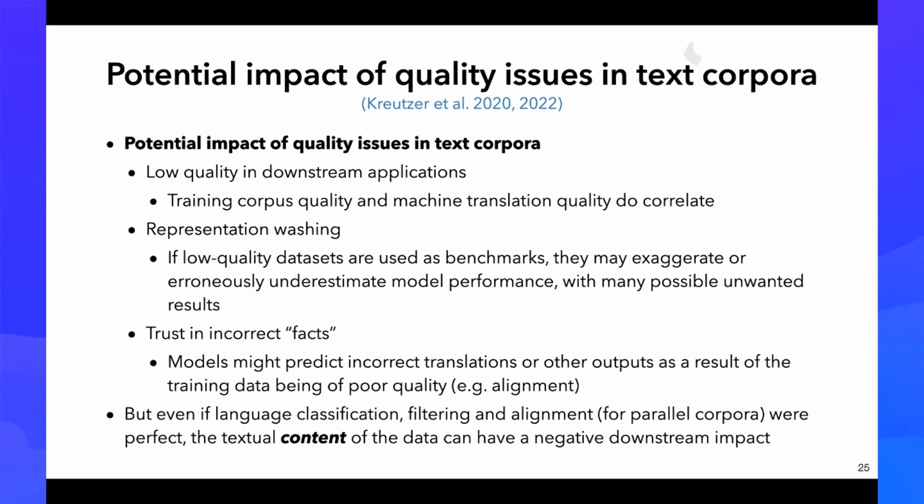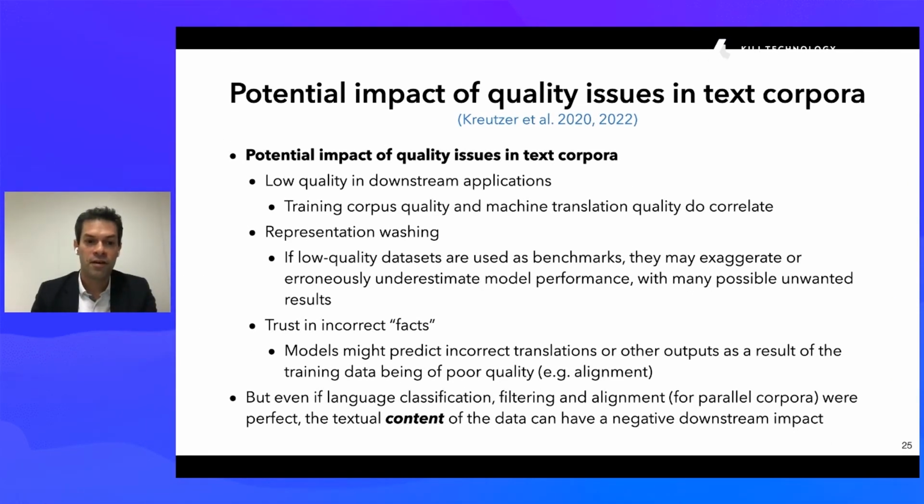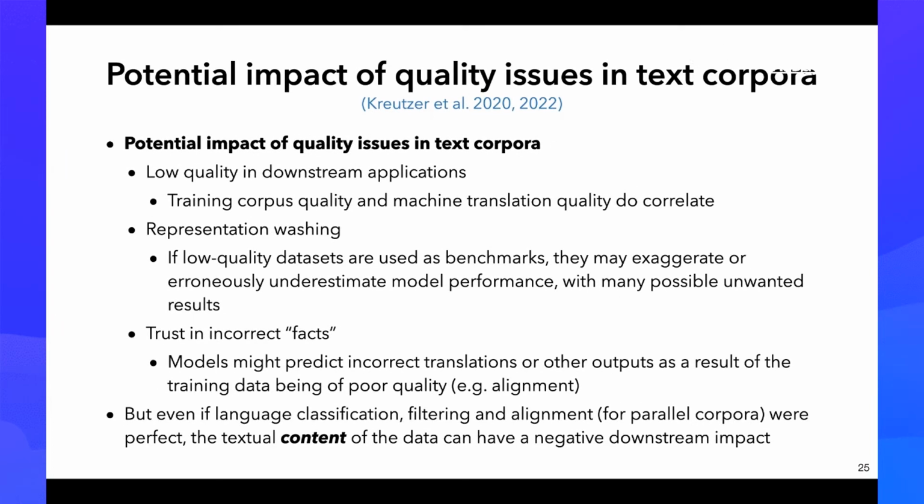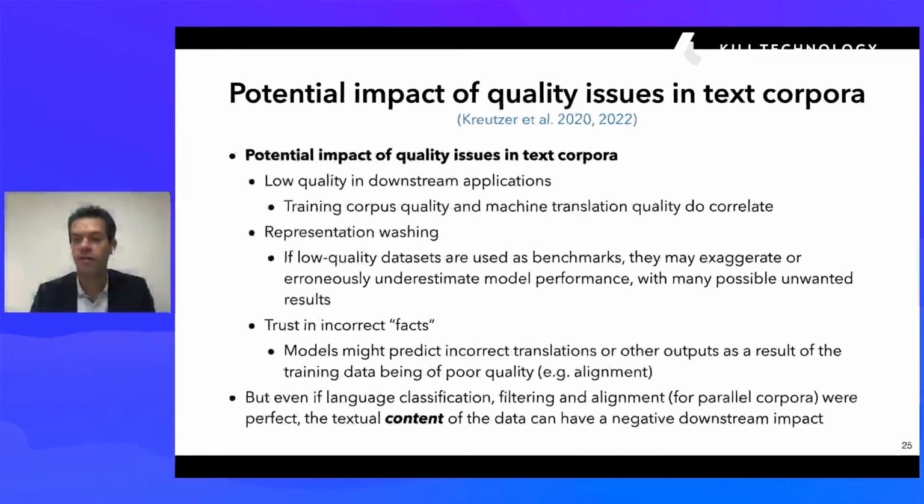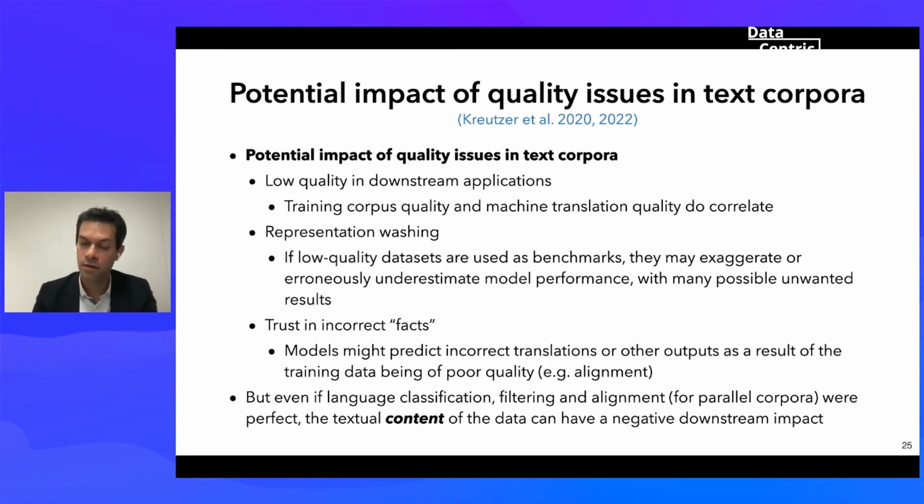And a third type of potential impact is what is called in the paper trust in incorrect facts. So that is especially true for machine translation, but also for text generation. For instance, models might predict incorrect translations or other outputs as the result of the training data being of poor quality, and people might then take what the model has generated for granted. If you machine translate a text in Chinese and you don't speak Chinese, and the output involves the name of a city, for instance, or a date, and it's not the correct city and not the correct date, you might trust the output, and with no easy way of understanding that, in fact, it's not the right city, not the right date in the output.